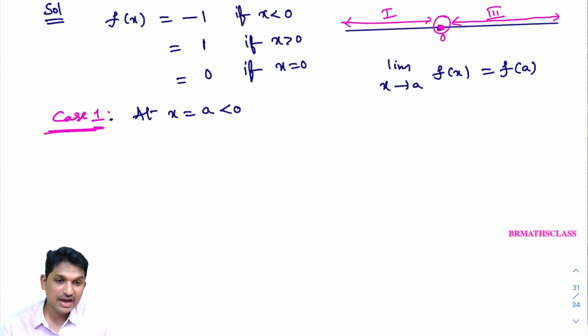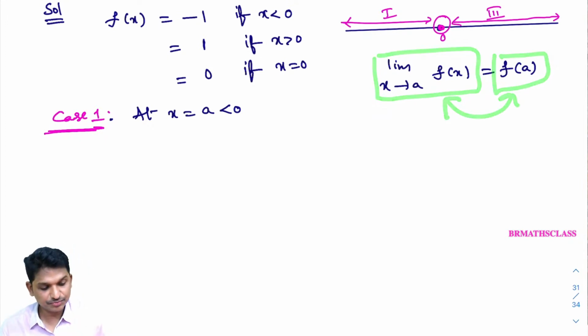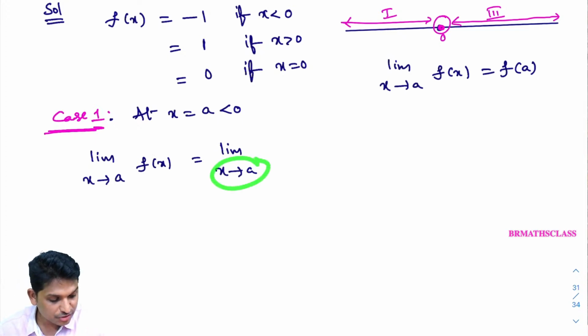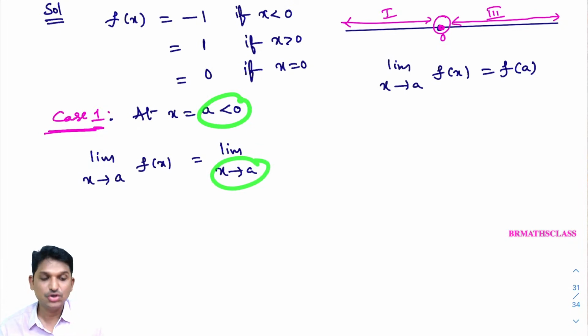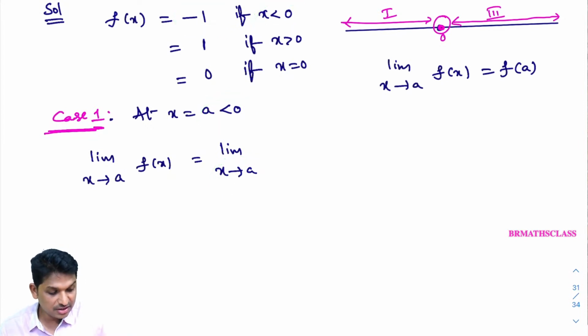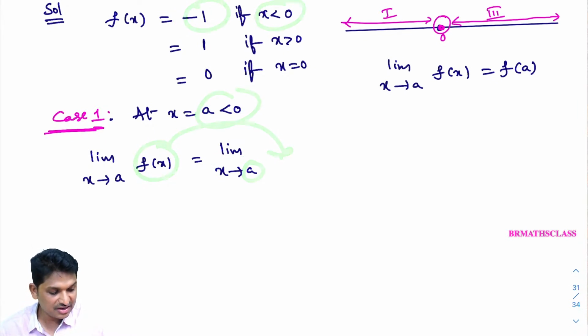So what I'll do, I'll check this one first. Next, I'll check this one. Then I'll equate these two and check whether they are equal or not. Limit x approaches a, f of x. Here x approaches a, and a is less than 0. When a is less than 0, which function to choose? We need to choose this function, -1. So in place of f of x, what to write? As a is less than 0, that is -1.